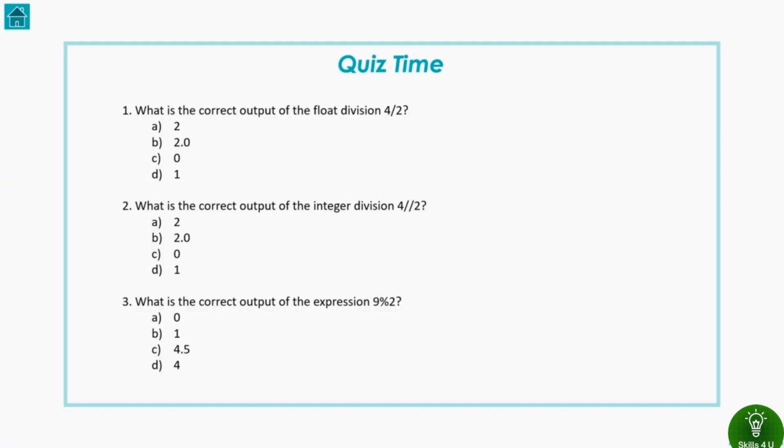Ready for a small quiz? Answer the following questions. What is the correct output of the float division between 4 and 2? Remember, the result has to be a float. What is the correct output of the integer division between 4 and 2? Remember, the result has to be an integer. What is the correct output of 9 divided by 2?